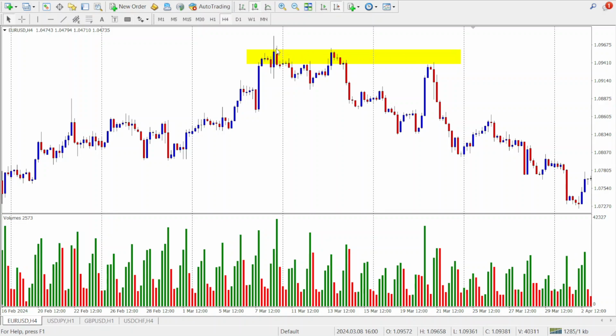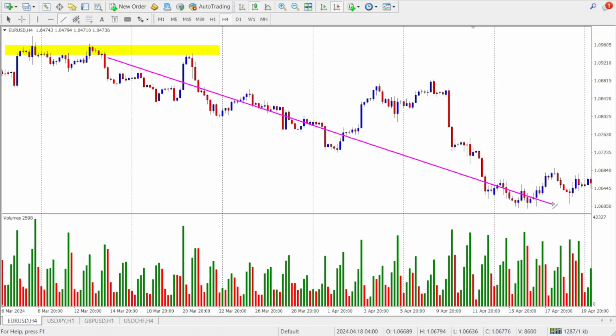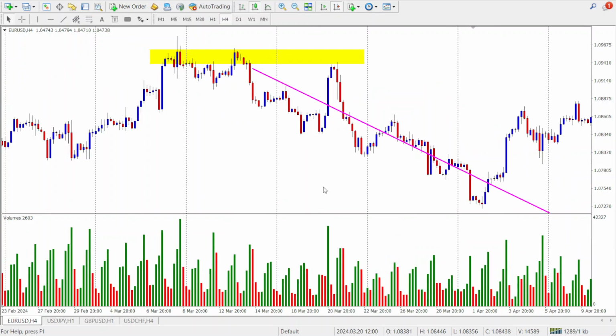You can see that price actually faked out from this zone, only for us to have a sharp reversal back into the zone, right? And then after a while, we had a significant sell trend. So look for liquidity grabs. It is an institutional trick to trap retail traders.